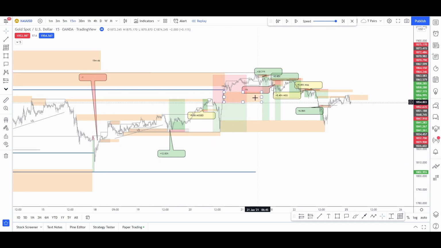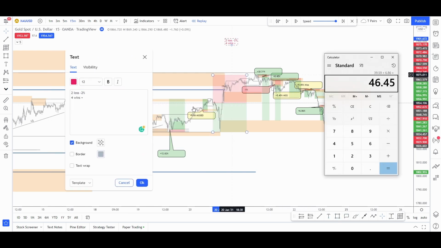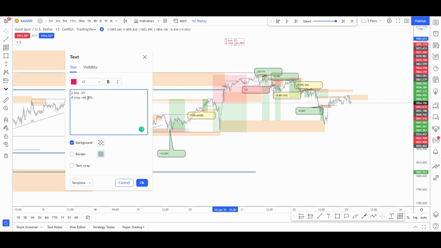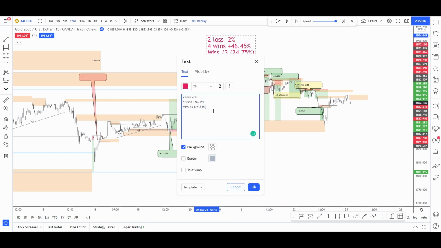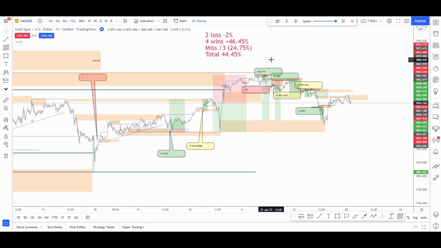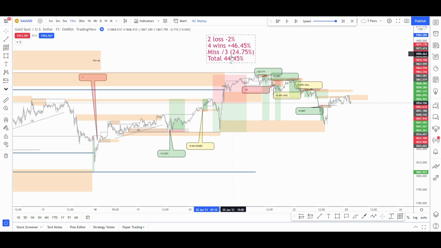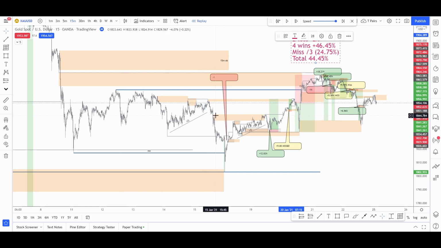We've had one loss, 2 losses. Okay, so let's draw this out. Let's write it out. 4 wins, 46.45. Nice. And then missed 3 of them. Okay guys, so the crazy thing is 2 losses. We also missed 3 trades at almost 25%. We got 4 wins, which totaled 46.45%, and our total was 44.45%, which is really not a bad week, considering that was actually really hard to trade.